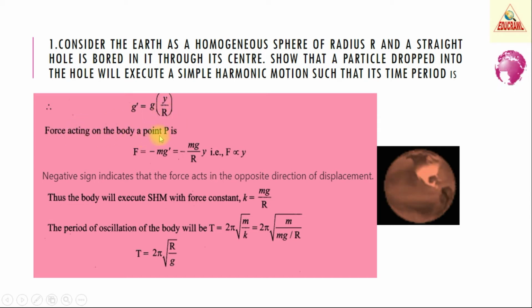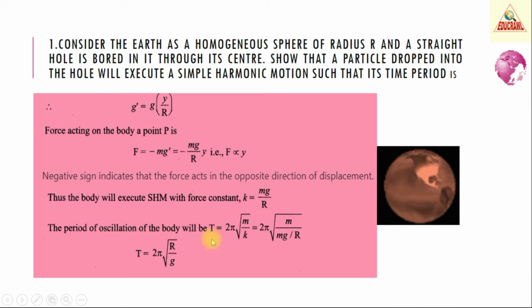The force acting on the body at the point P is given by F is equal to minus m into g' according to Newton's second law. Here substituting the g' value, we get the expression as minus mg by r into y. From this equation we infer that the force is directly proportional to the displacement. The negative sign indicates that force acts in the opposite direction of the displacement. Hence, from this relation, we can understand that this is a SHM. Thus, the body will execute SHM with the force constant k is equal to mg by r.